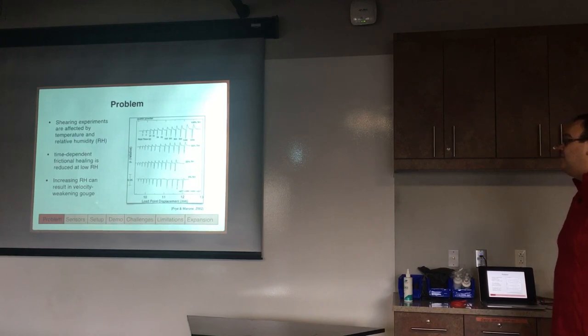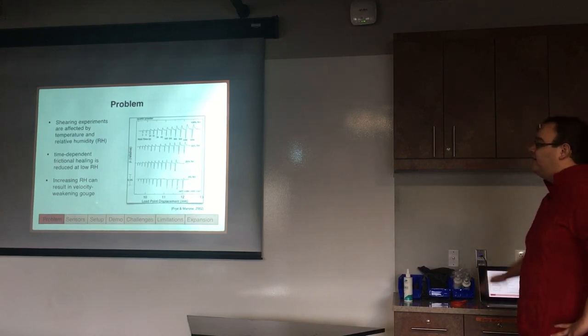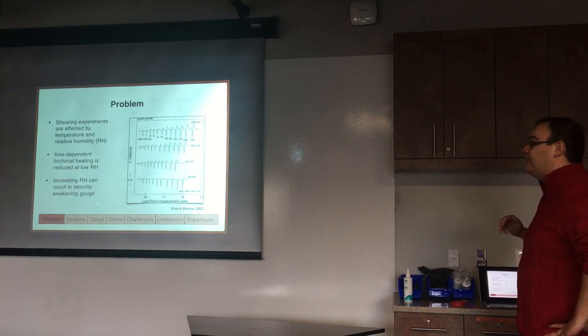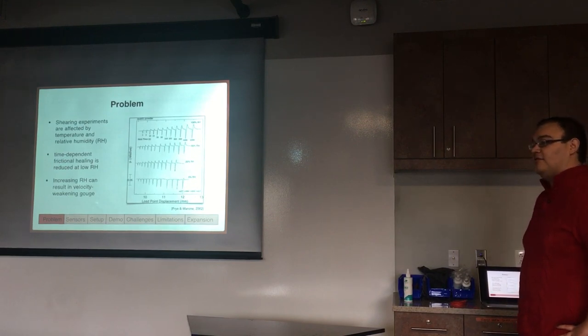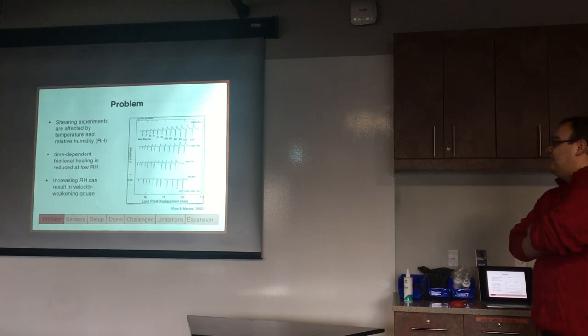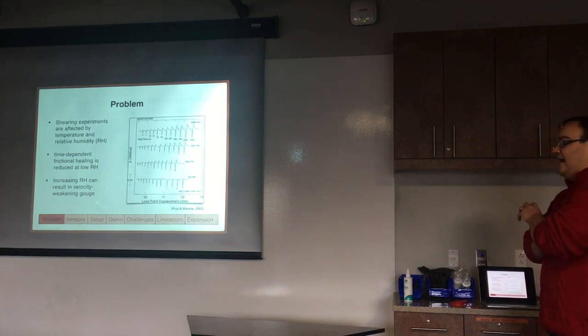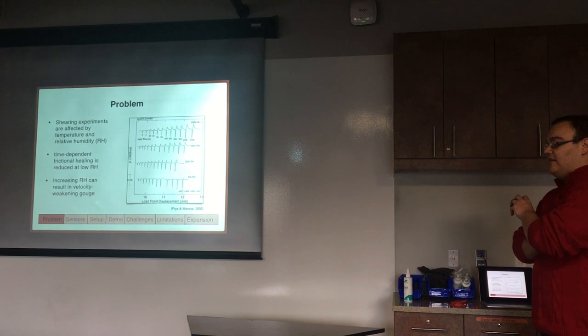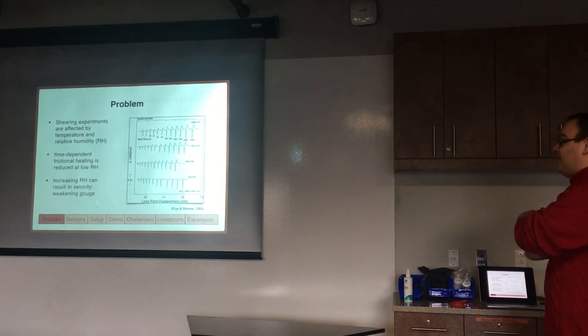What this plot is showing is that with low relative humidities, you have little to no healing. And as you increase the relative humidity to completely saturated, you get larger and larger peaks, which are larger healings. It's not shown on this plot, but they actually have some velocity dependence of humidity as well. It showed that with higher humidities, you can have a transition from stable to potentially unstable behavior, or just velocity weakening behavior.